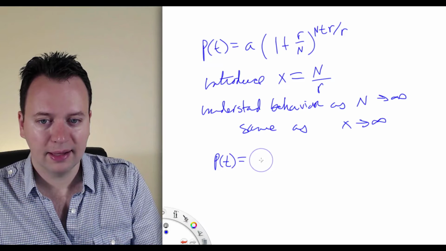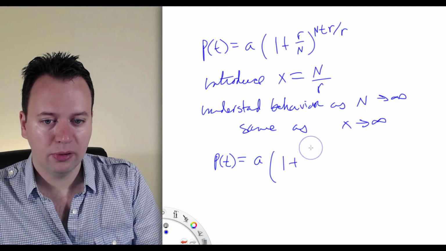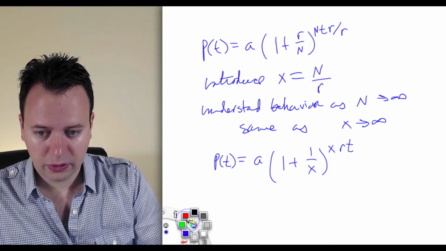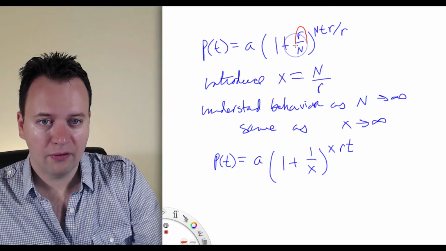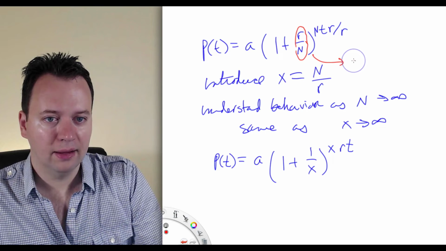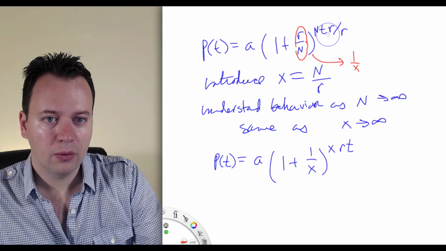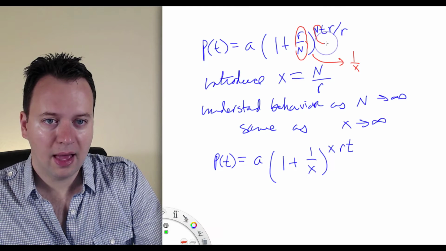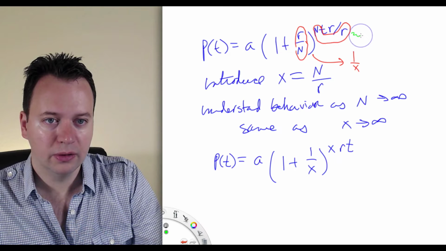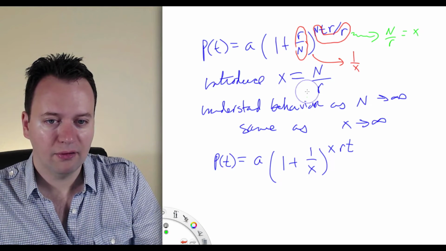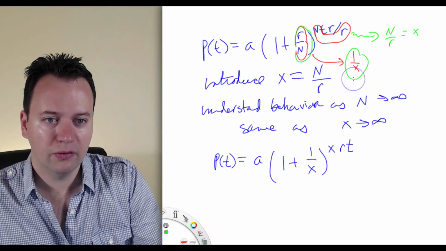So the amount of money at time t would equal a times (1 plus 1 over x) to the x r t, right? So here we have r over n. So r over n would equal 1 over x. And then in the exponent, we have n over r. So we take these two, and those two become, that's just equal to x. So we have x times t times r, and then we have a 1 over x right here. So this one becomes the 1 over x.